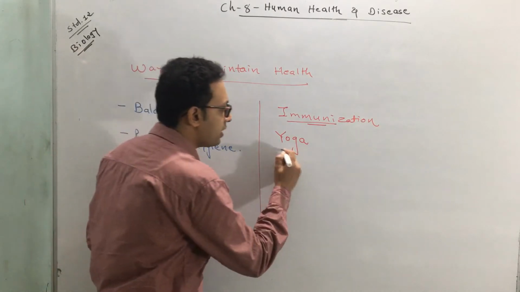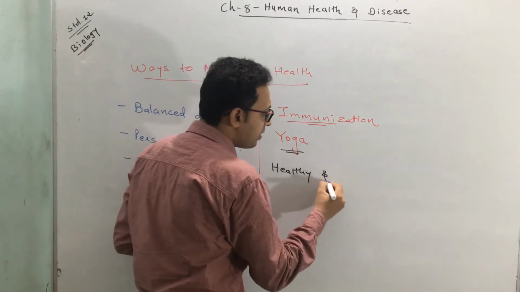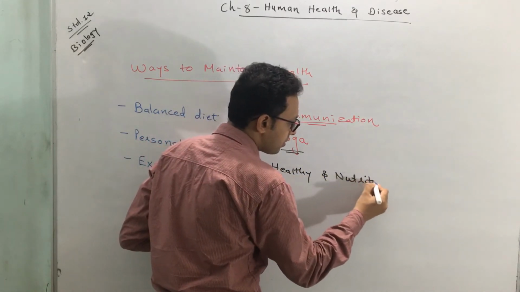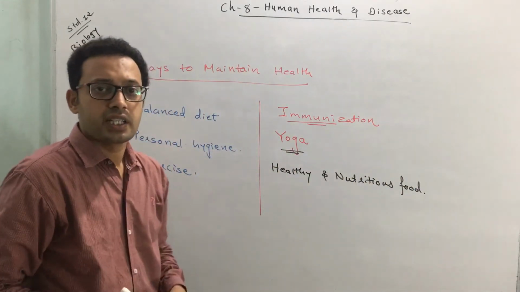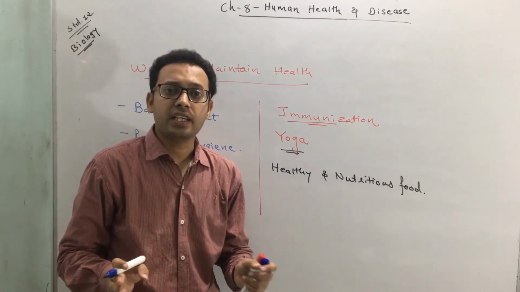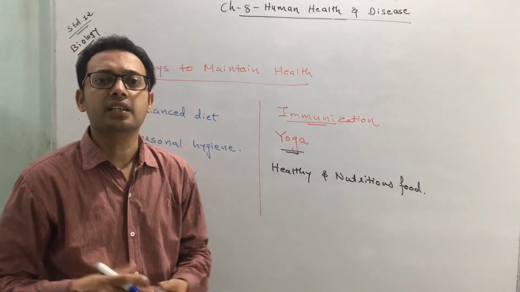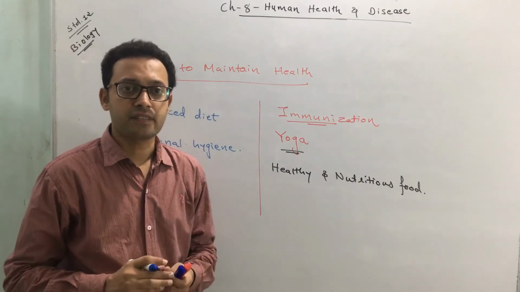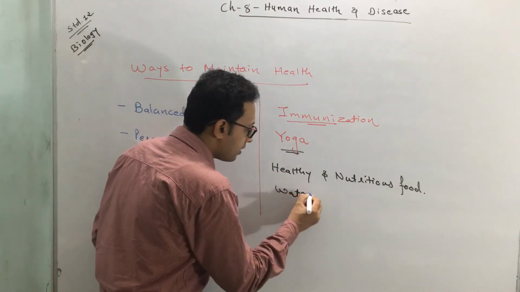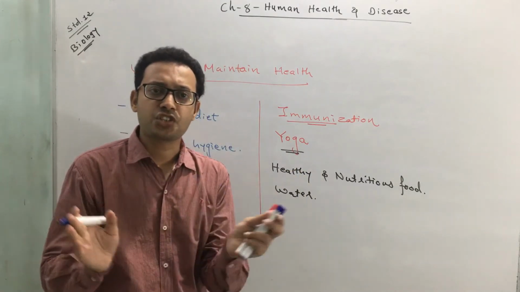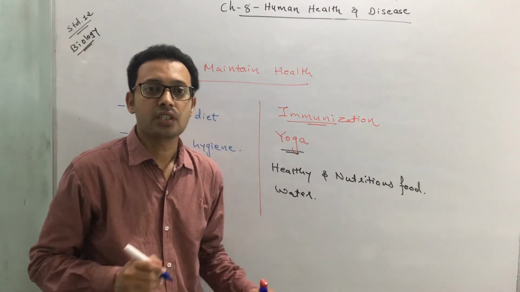The food you are eating should be healthy and nutritious food. It should not contain any contamination or any kind of impurities. It should be clean enough. Second, apart from food, the water you are consuming should be kept in a natural, non-contaminated manner. So you also have to look after the water.